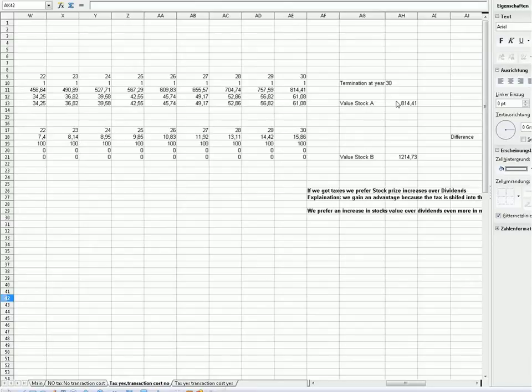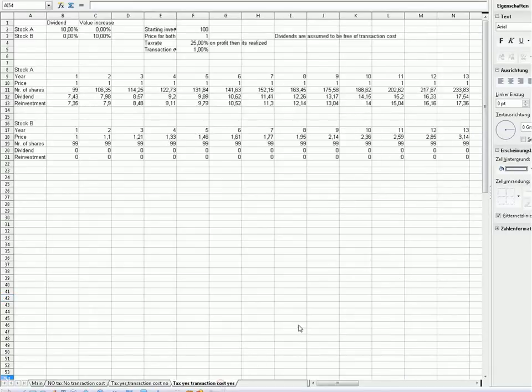In the real world, we often prefer an increase in stock's value over dividends even more, because often long-term investments are rewarded with a lower tax rate. In some countries, the price gains are even free of charge if you hold your investment for at least a certain amount of years. Now let's move on to our last model.